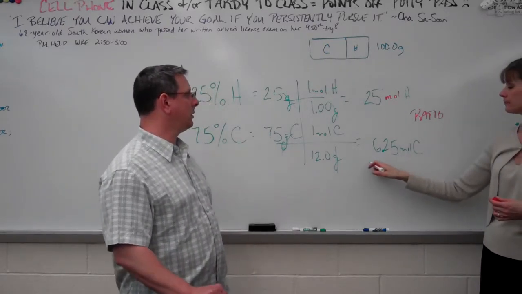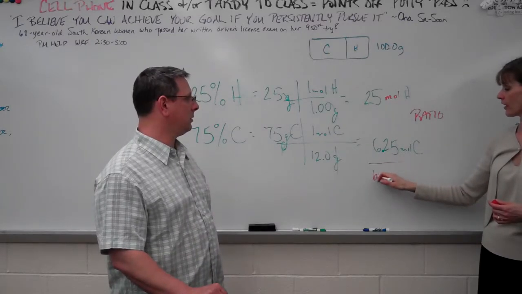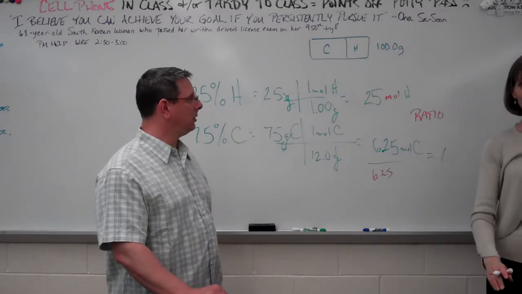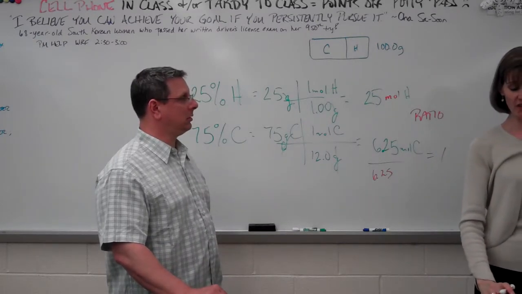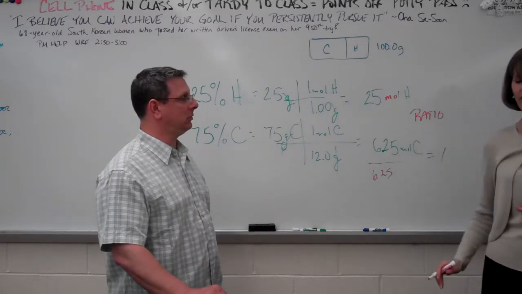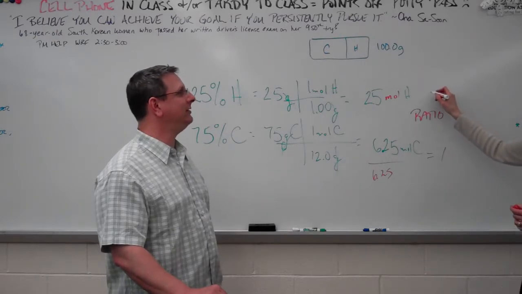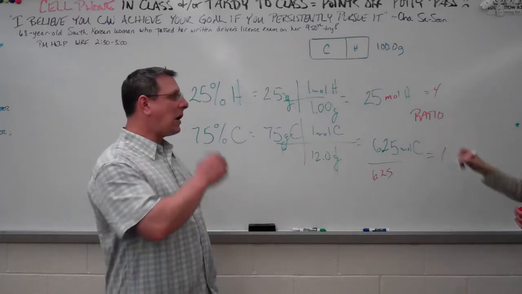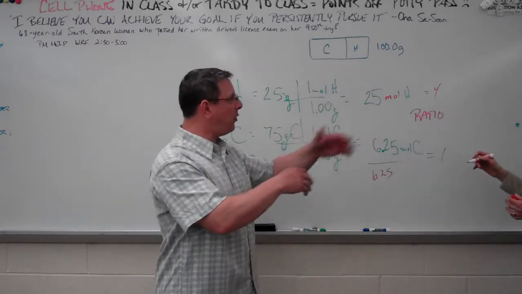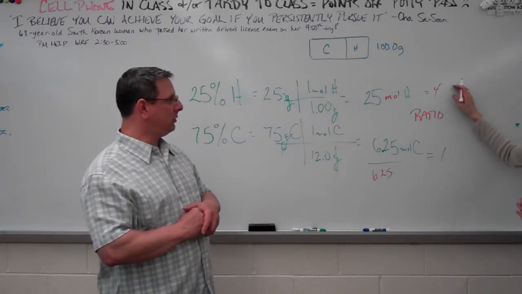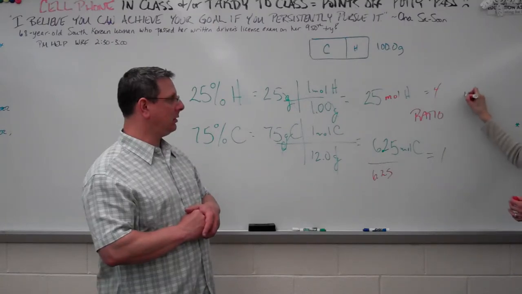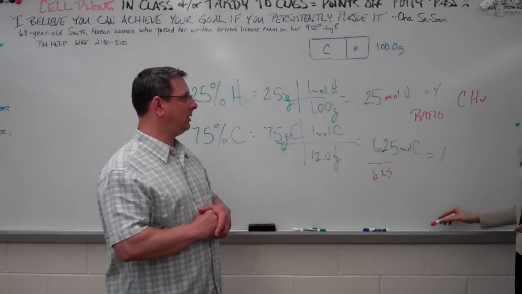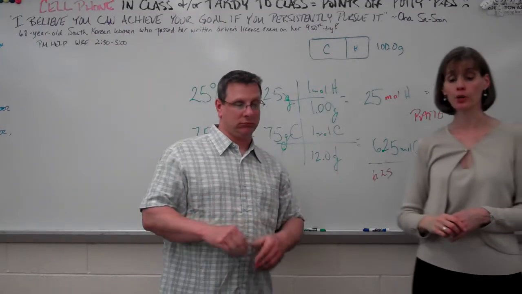So we know that 6.25 divided by 6.25 is going to give us 1, and 25 divided by 6.25 is, I have no idea, 4. Nice. I could have done that in my head. So you have a 1 to 4 ratio, so 4 H's and 1 carbon gives us a chemical formula of CH4. Okay, an empirical formula.